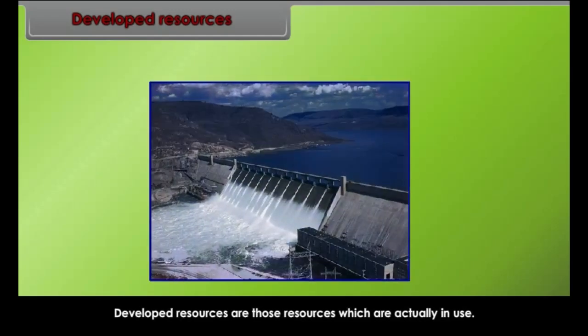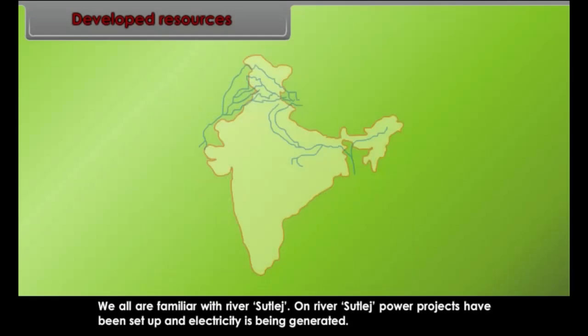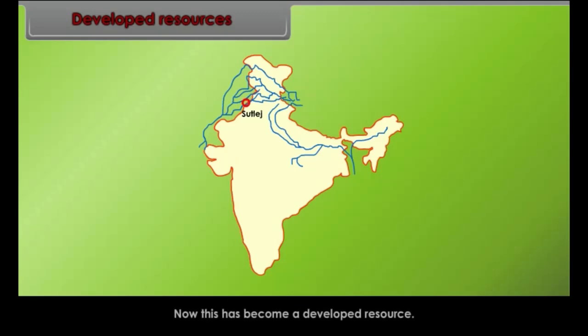Developed resources. Developed resources are those resources which are actually in use. Now, let us take an example. We all are familiar with River Sutlej. On River Sutlej, power projects have been set up and electricity is being generated. Now, this has become a developed resource.